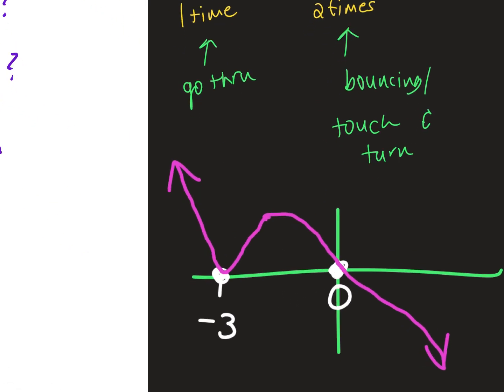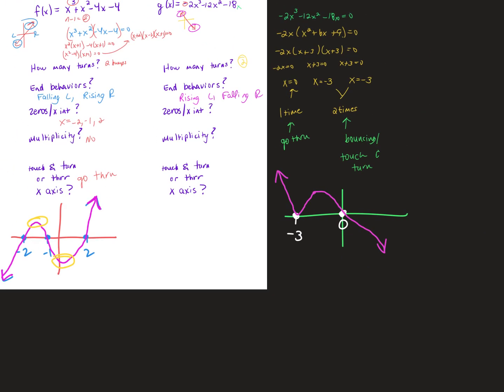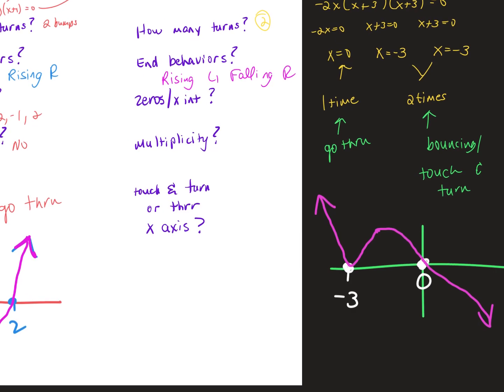Do you see the difference at -3 and at 0? That's how you get the shape of your graph. If you have multiplicity an even number of times, 2 times, 4 times, 6 times, then it'll bounce like that at -3. But if it's just once or 3 times, it'll go through. Okay, that's it.